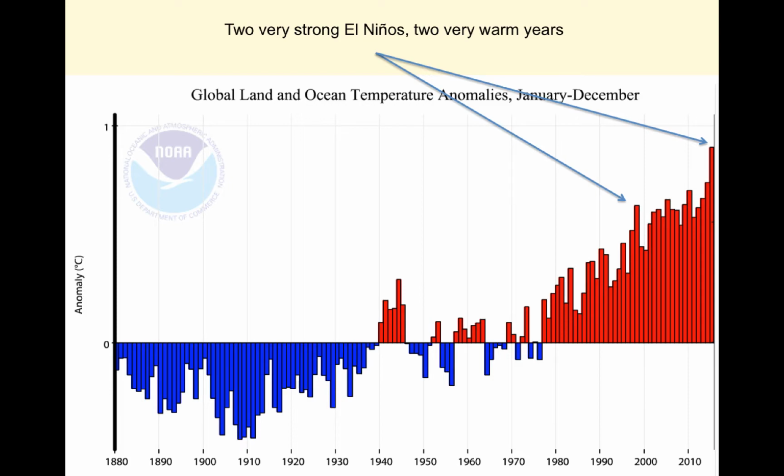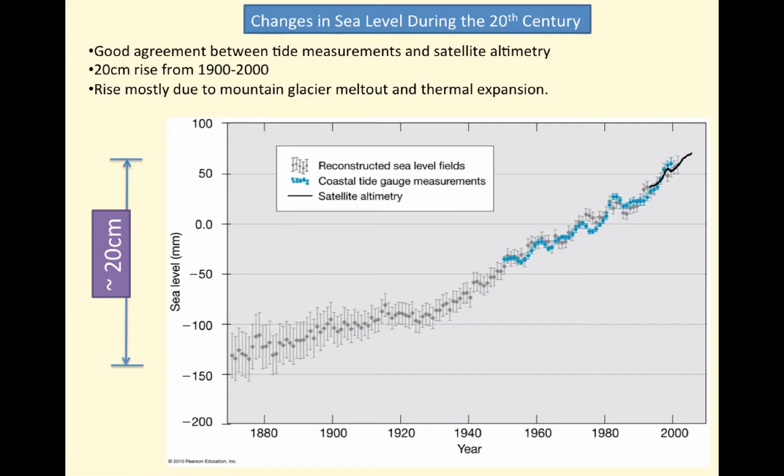Changes in sea level during the 20th century. There's good agreement between tide measurements, reconstructed sea level fields, and satellite altimetry. 20 centimeter rise from about 1900 to 2000. Most of this rise was due to mountain glacier meltdown and also thermal expansion. Water, as you get it warmer, expands, so it takes up more volume.